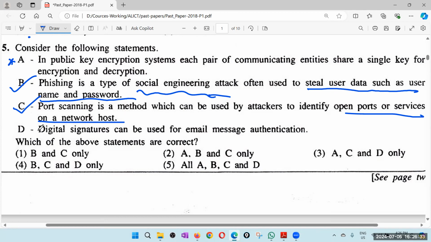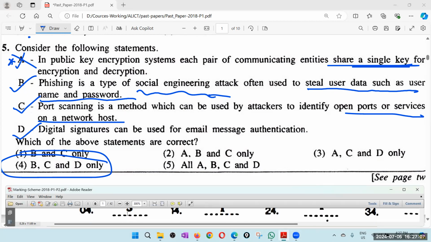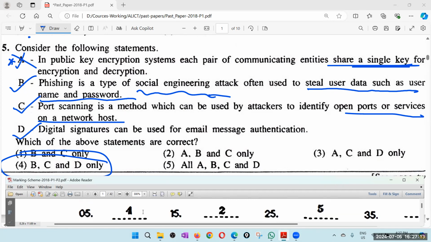D. Digital signature can be used for email message authentication. Yes. I will again briefly explain what is digital signature, what is encryption, decryption, public key, and private key. But let's look at this one also. In a public key encryption system, each pair of communicating entities share a single key. No. If a single key is shared, it is not public key, it is private key. So therefore, this is wrong. So the answer must be B, C, D. That is the fourth one. Let's double check the answer. Yes, the answer is the fourth one. Okay, answer is 4.